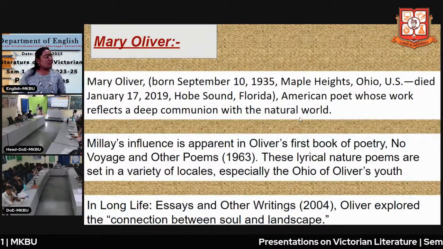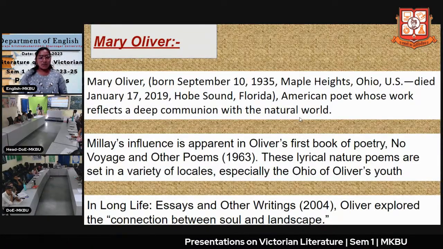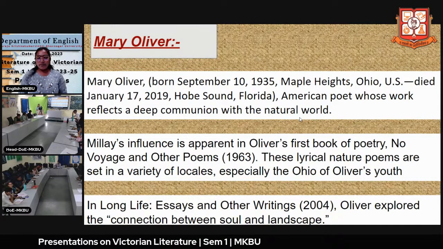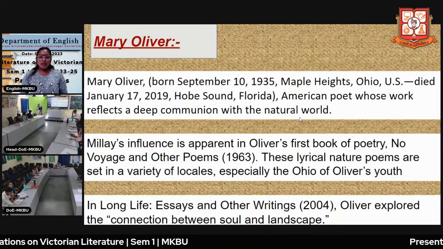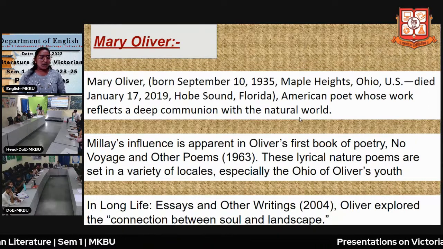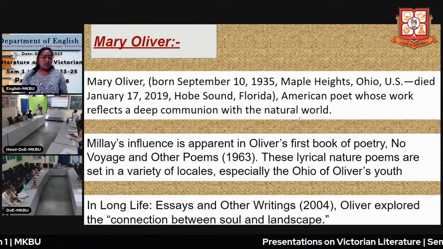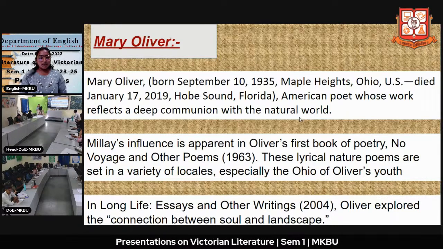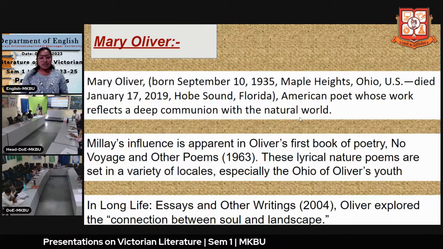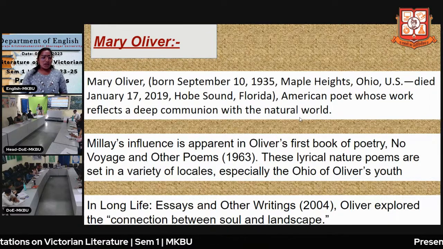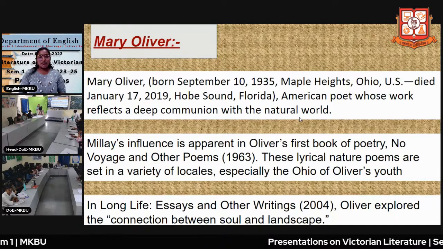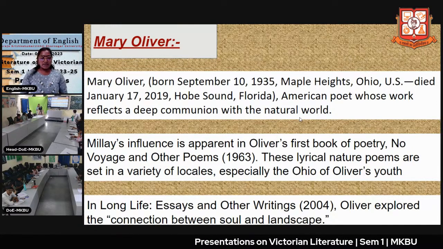Fourth point, Mary Oliver. Mary Oliver, born September 10, 1935, in Maple Heights, Ohio, US, died January 17, 2019, in Hobe Sound, Florida. American poet whose works reflect a deep communion with the natural world. Her volume American Primitive won the Pulitzer Prize.